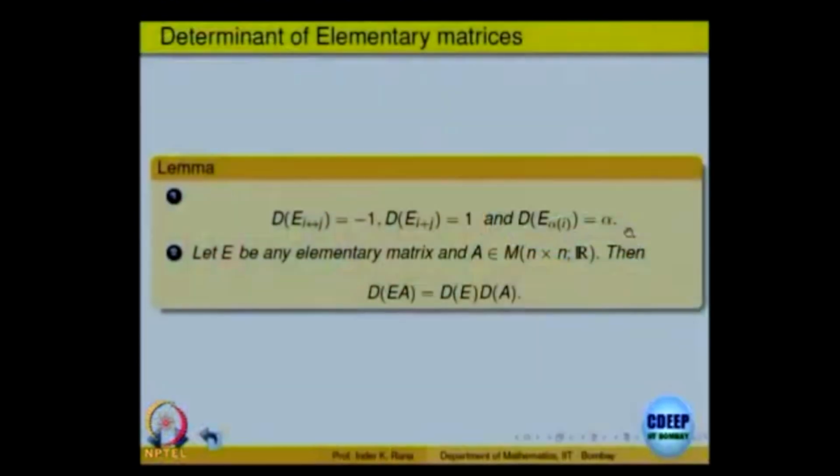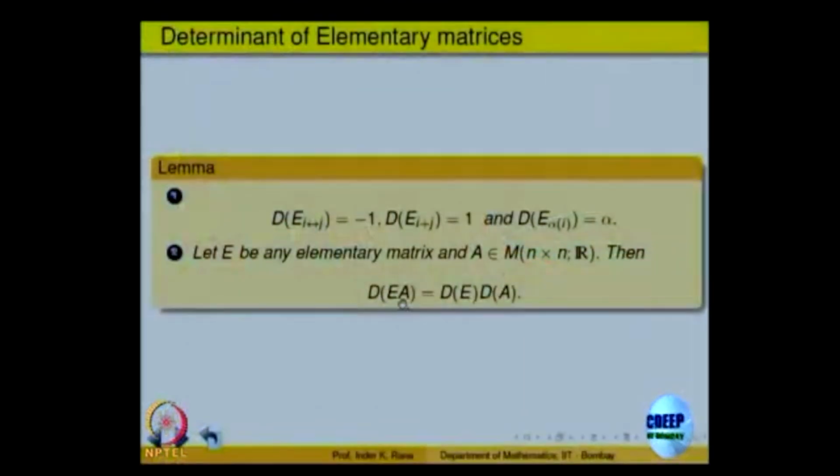Is it clear? Alpha times 1, that is alpha. Identity matrix, what is the determinant of the identity matrix? It is 1, that is a definition, the normalizing factor. The third defining property: the first one was if two rows are identical, the determinant is 0, the second was linearity, the third was normalization, determinant of identity is 1, right? So because of that, this is alpha.